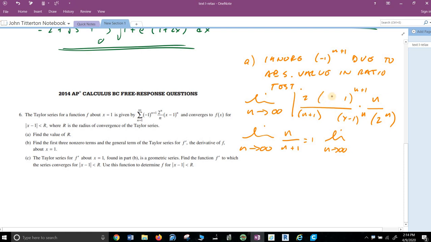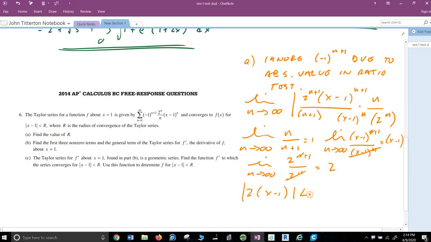Limit as n goes to infinity of x minus 1 to the n plus 1 over x minus 1 to the n is x minus 1. And limit as n goes to infinity of 2 to the n plus 1 over 2 to the n is 2. Wow, this is very challenging to do with this tablet. So we get 2 times x minus 1.